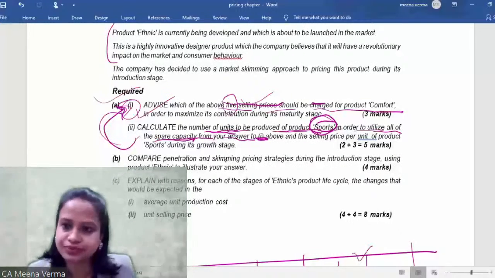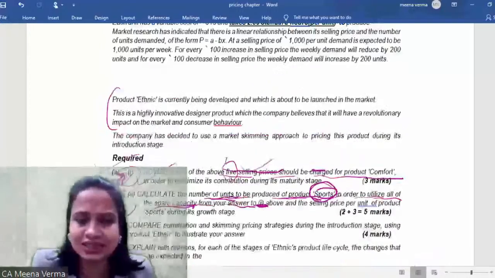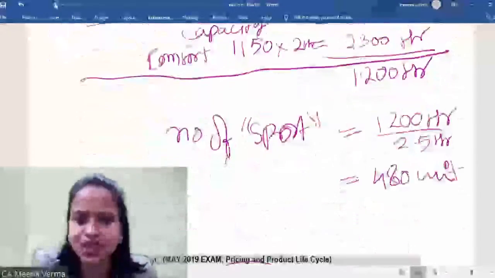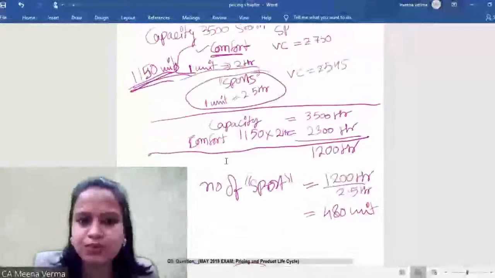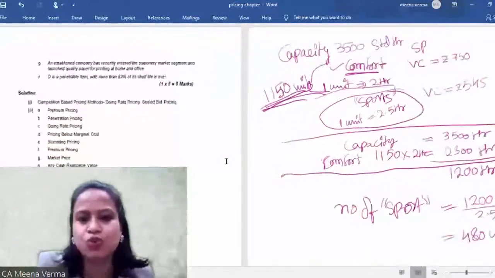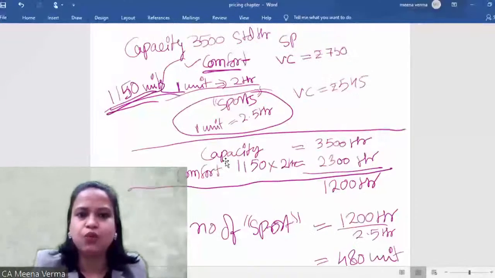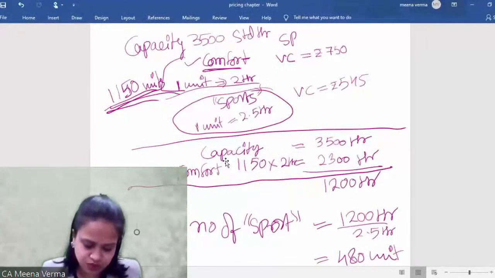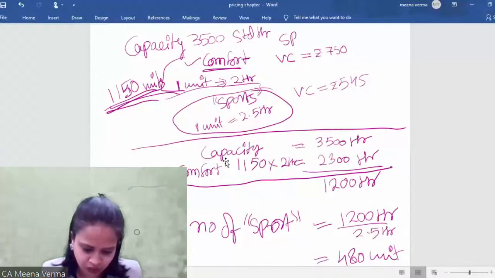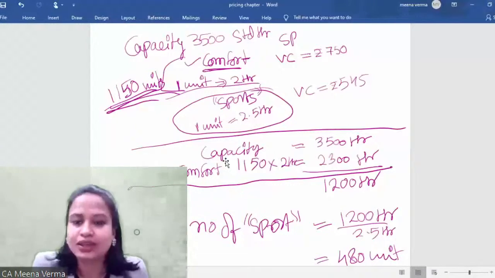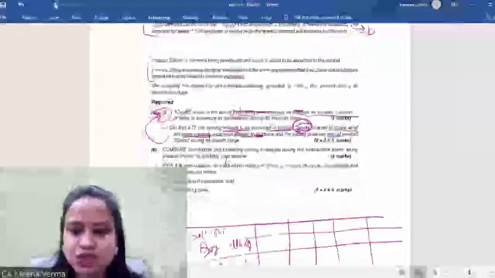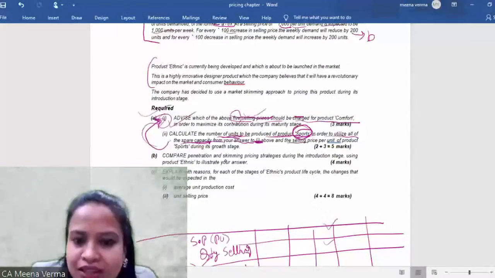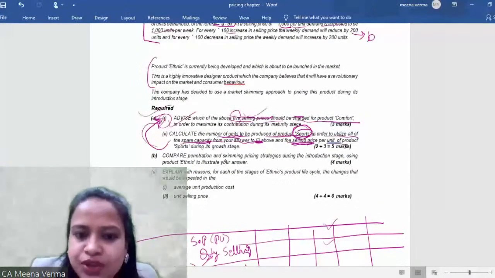So this is the calculation and this is the condition we have here. We can produce 480 units of sports at this place. Now tell me, is it clear or not? Okay, it is clear. Now the next portion of the same question is to calculate the selling price per unit.